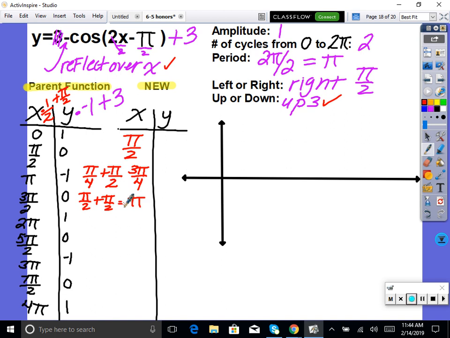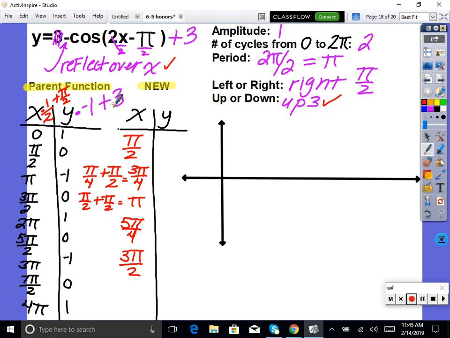Can I just give you the rest? I just wanted to show work on a couple of them. So then that would be 5 pi fourths. Then it would be 3 pi halves. Is that one full cycle? Yes.